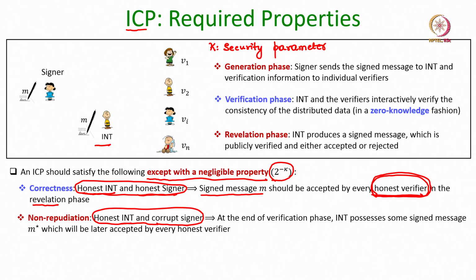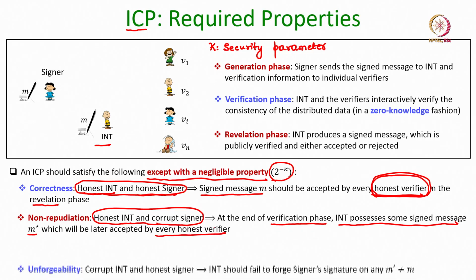Non-repudiation says that should not happen. That means, once the verification phase is over and the zero knowledge verification has happened, at the end of the verification phase, int should possess a valid signed message. It need not be on M, it could be on M star, okay. Such that signed M star, when int shows it later during the revelation phase, it should get accepted by every honest verifier.